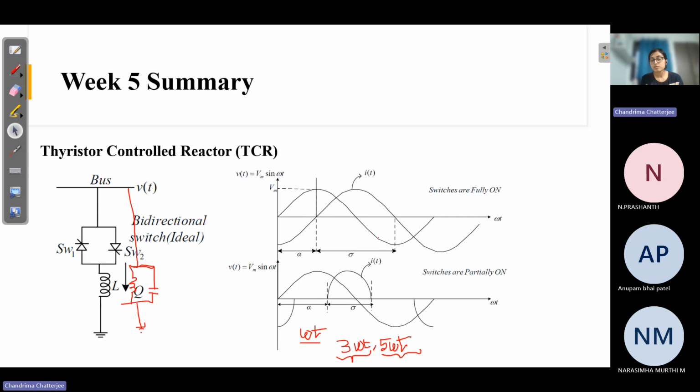So what will they do? They will offer a lower impedance compared to this to the higher order harmonics, and the higher order harmonics will flow through the filter like this. The harmonics will not follow this path. They will instead follow this path. Okay.